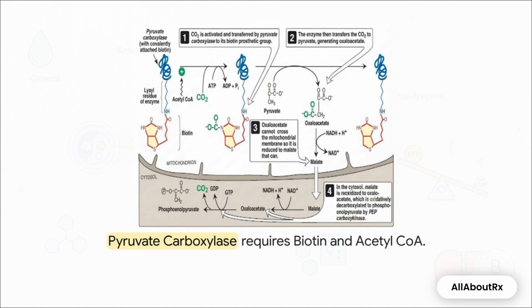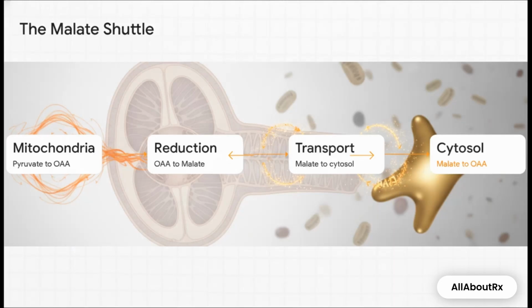But, and this is huge for your exams, it requires 2 things: biotin as a coenzyme and acetyl-CoA as an activator. Acetyl-CoA basically acts like a metabolic alarm bell, telling the cell, hey, we urgently need more OAA. But then we hit a snag. OAA is trapped. It physically cannot cross the inner mitochondrial membrane to get out into the cytosol, where the rest of this whole process happens.